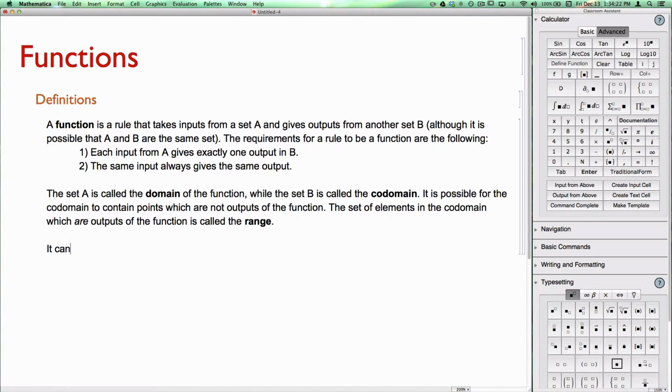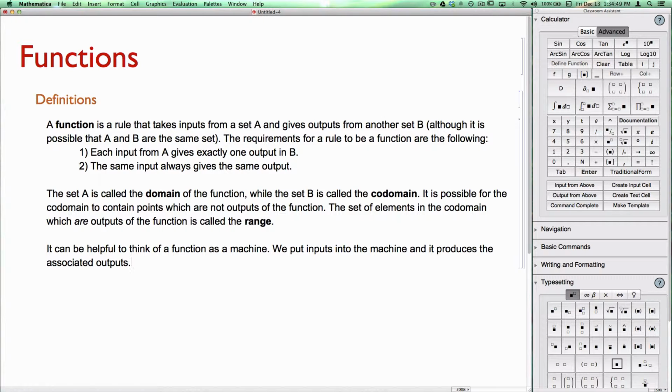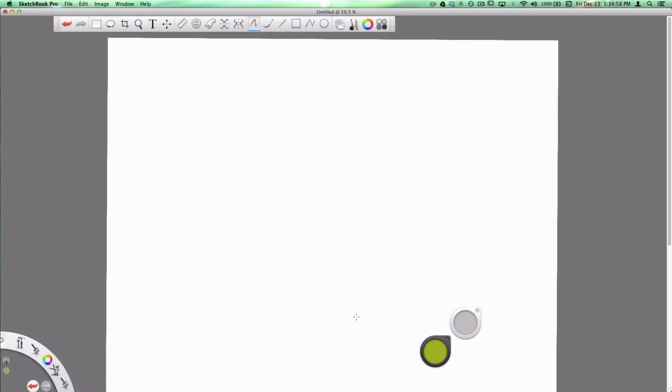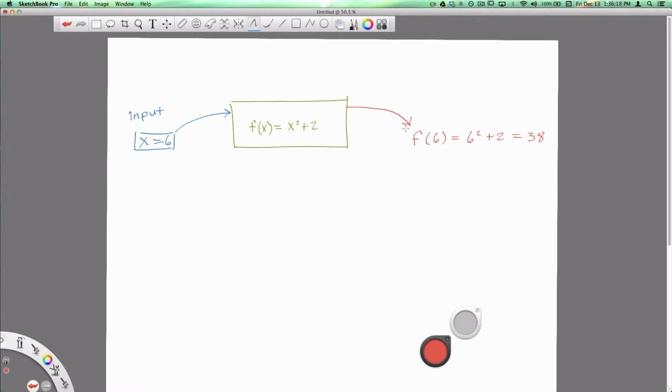It can be helpful to think of a function as a machine. We put inputs into the machine and it produces the associated outputs. Let's sketch a diagram of this. So in green here, we'll make a box, and that's going to represent our machine, f of x, which happens to be x squared plus 2. In blue, we'll make an input, x equal to 6. The output associated with 6 is 6 squared plus 2, which is 38. And that's the output of our function.